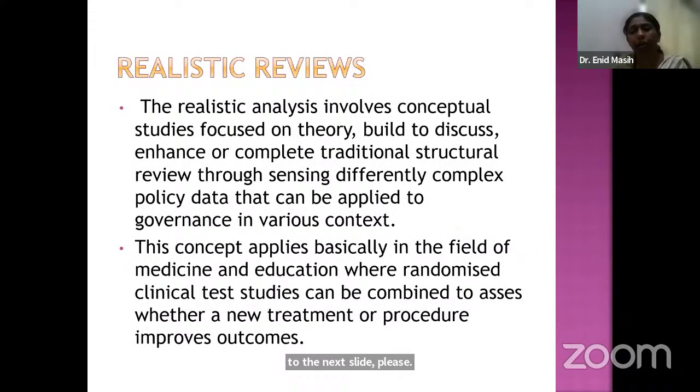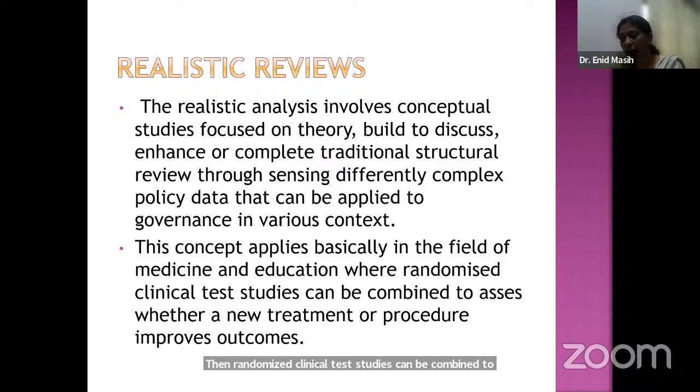The next method of systematic literature review is the realistic review. Realistic reviews involve conceptual studies focused on theory, built to discuss and enhance a complete traditional structural review by sensing different complex policy data that can be applied to governance in various contexts. This concept applies basically in the field of medicine and education, where randomized clinical trial studies can be combined to assess whether a new treatment or procedure improves the outcome.